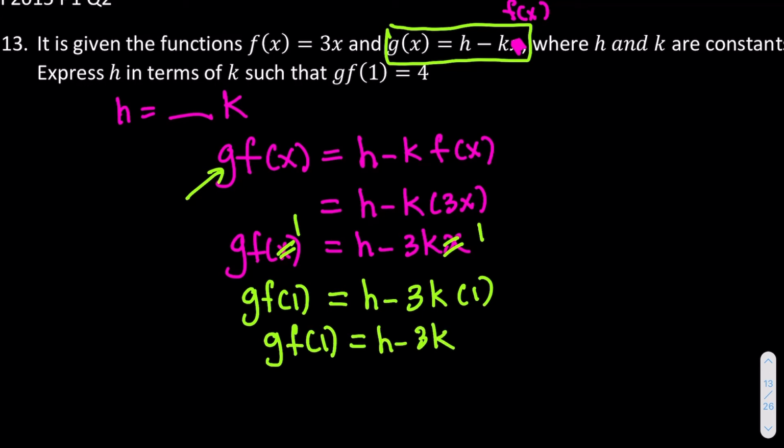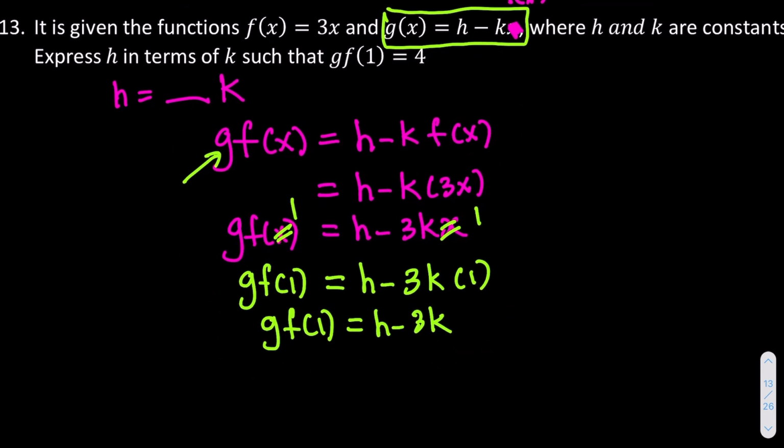I know that you can straight away do f of 1 first, but I encourage you to do this kind of thing because it's good practice for understanding the theory behind it. So this is the one that we have for gf of 1, and this is the version that they give to us. Basically they are the same, can you see that? So we just need to compare. 4 is the one that they give to us, but we found h minus 3k.